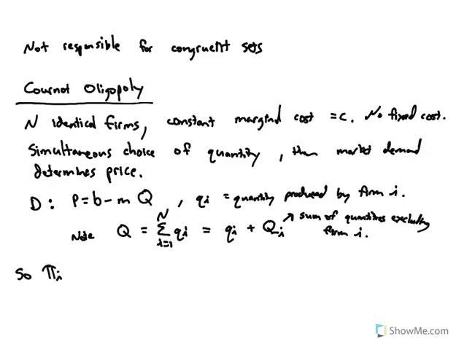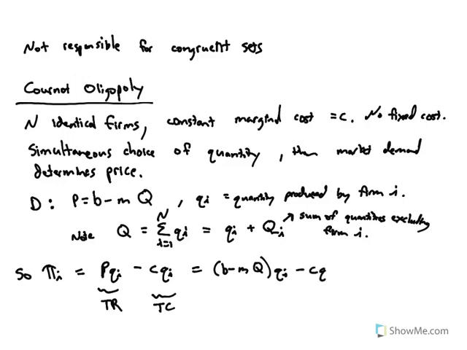So the profit of firm i, we'll still let pi be profit, is equal to price times quantity minus marginal cost times quantity. Price times quantity is total revenue, and cost times quantity is total cost, so it's just total revenue minus total cost, right? You sell q_i units, you get a price P per unit, that's your total revenue, and then each unit costs you C to make. So that's your profit in the market. Simple enough. I can substitute P, because I know that P equals B minus M times Q. So I have B minus M times Q times my own quantity, minus C times my own quantity. That's profit in the market.